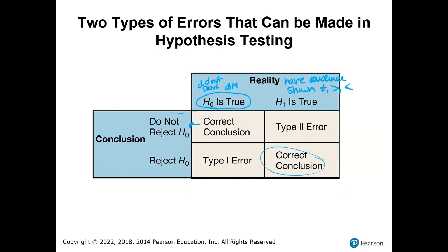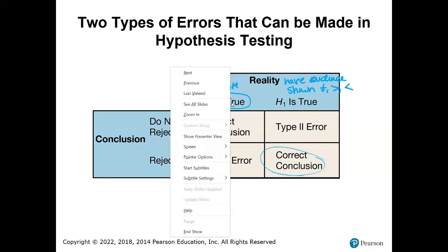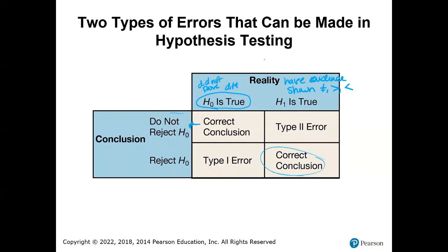For example, thinking of maybe something that's a little easier. Example here. In the court system, the null hypothesis is you are innocent. It is always innocent until proven guilty. So your alternative is guilty.